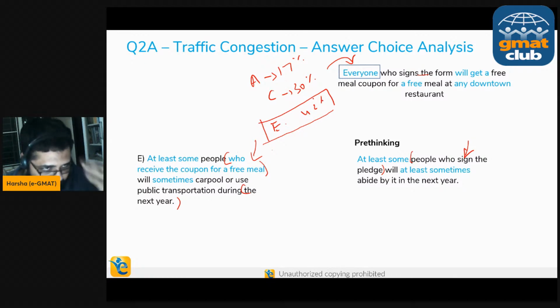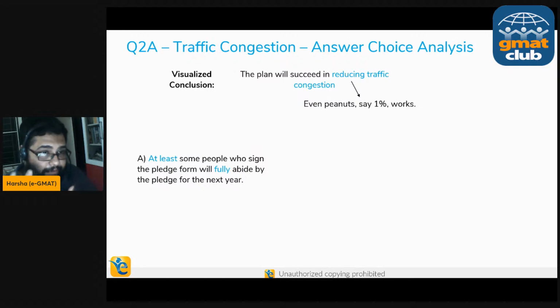Now, let's also go through each and every option. And again, you also have to figure out why, if you really want to learn and see where you're faltering, you need to analyze each and every answer choice in detail properly. So, let's do that. Let's look at option A, which was chosen by 17% of students here. At least some people who sign the pledge will fully abide by the pledge for the next year.